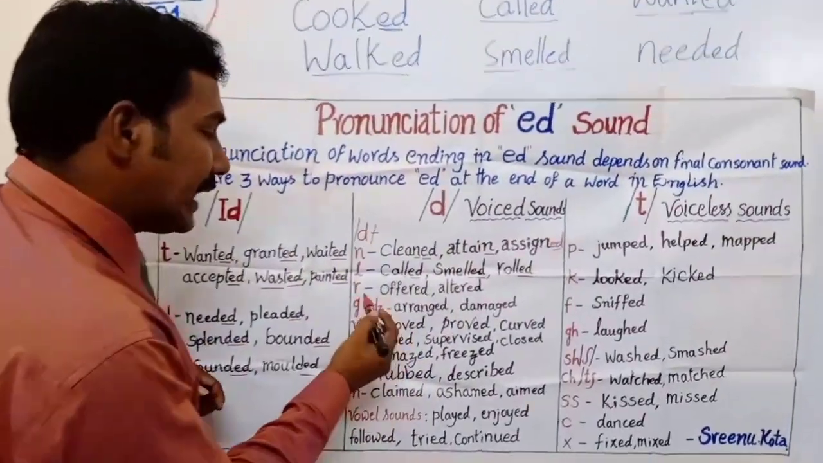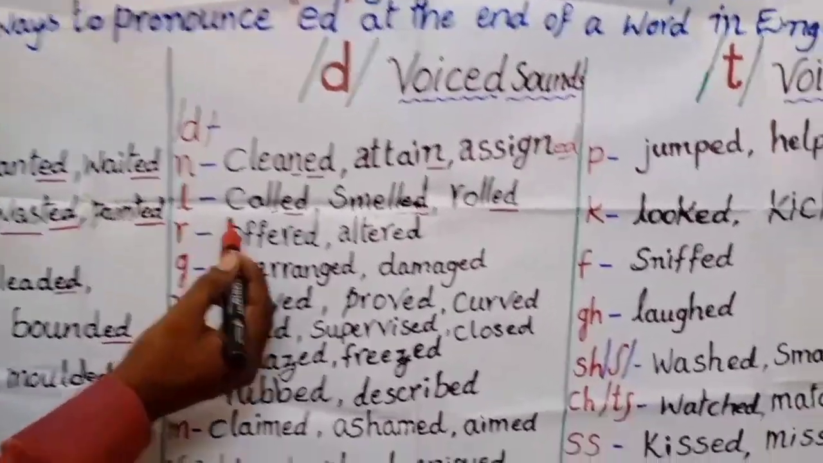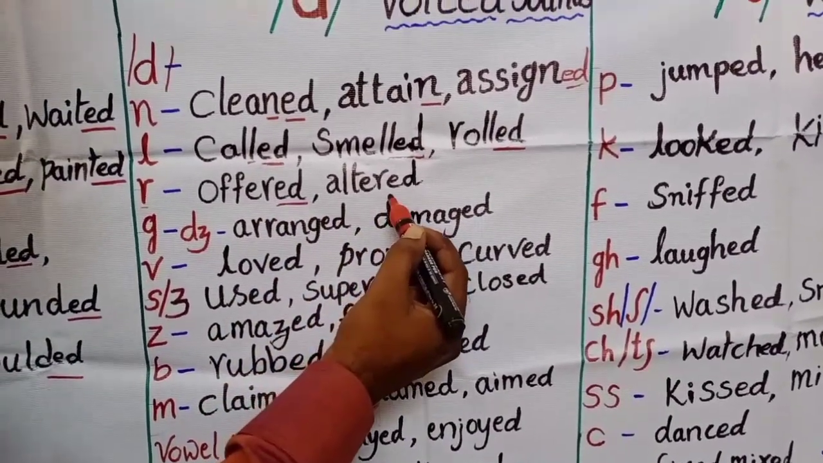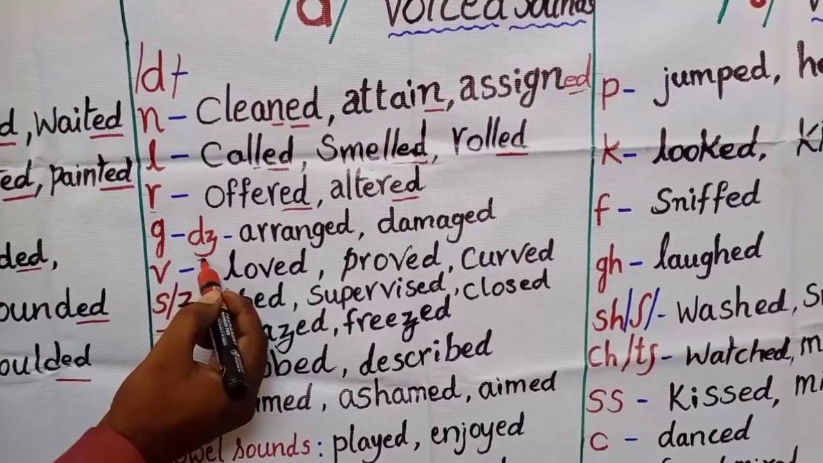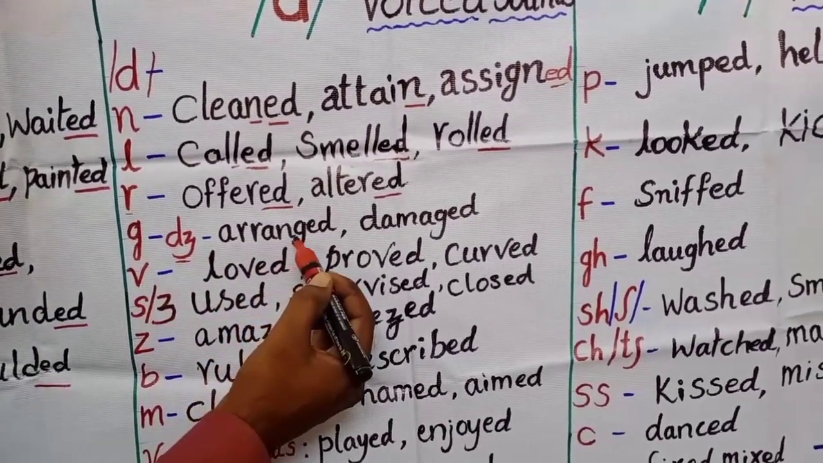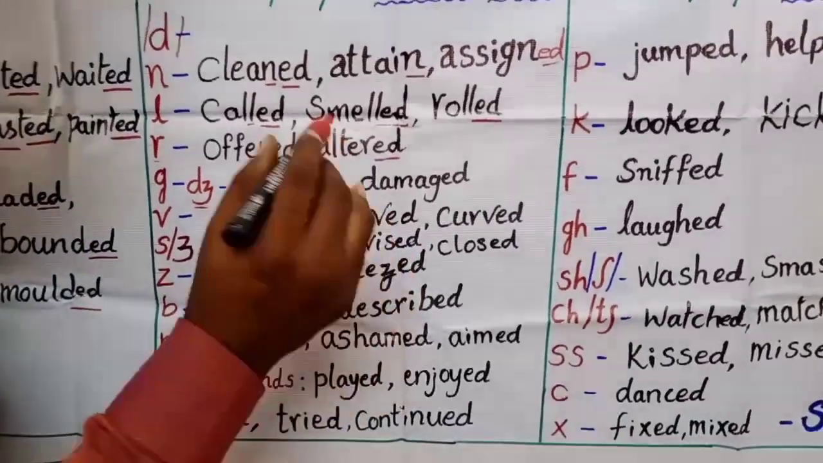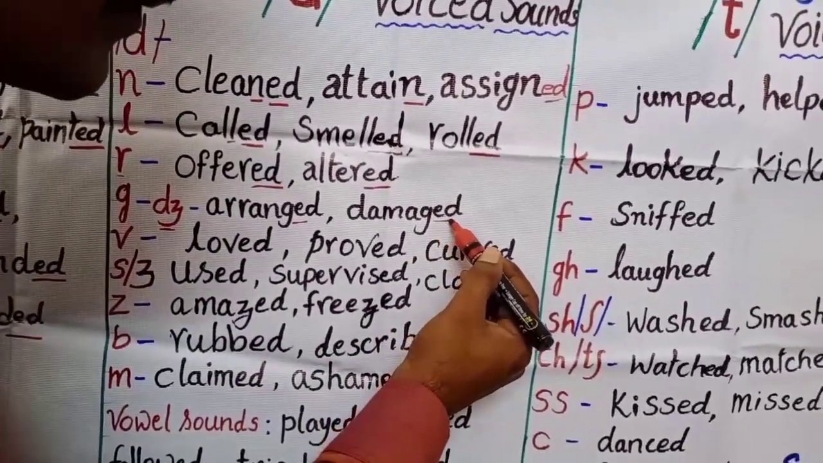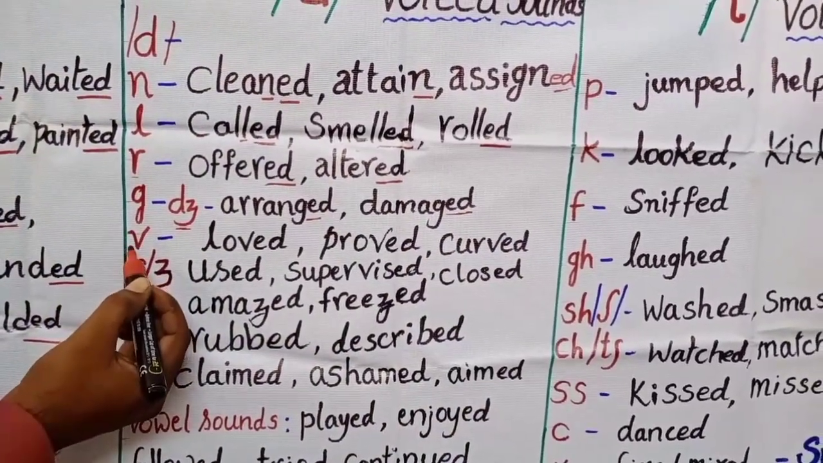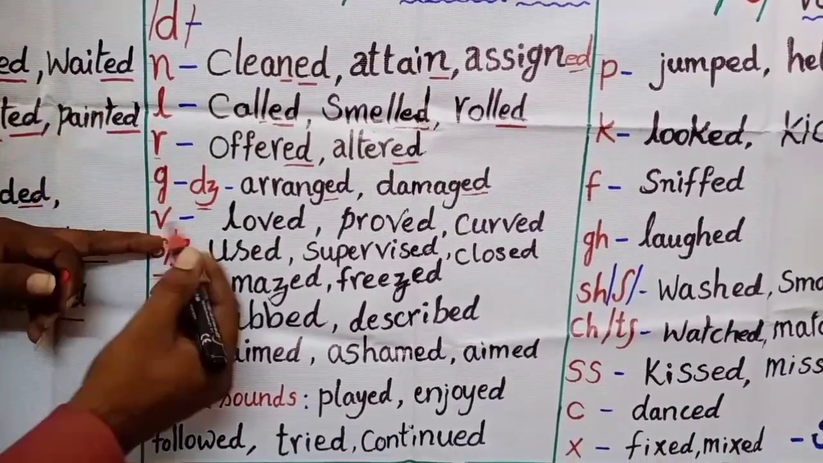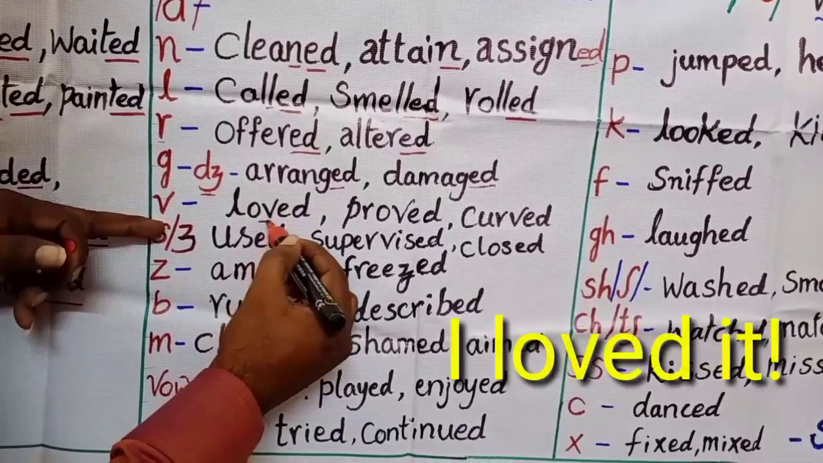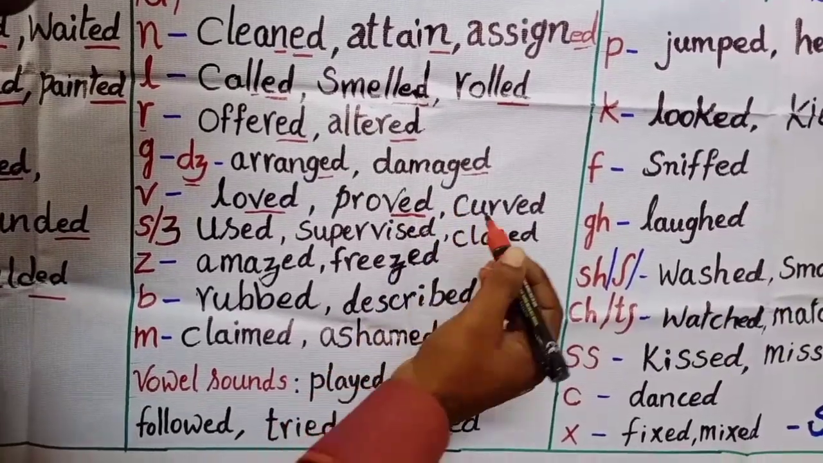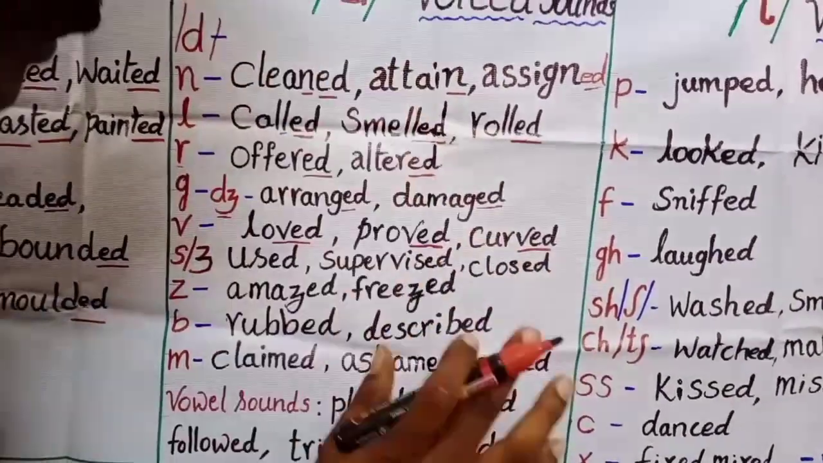Friends, next, a word ends with another voiced consonant, awful, offered. Alter, altered. Next, j sound, for example, arrange, arranged. Not arranged, arranged. Damage, damaged. Next, another v sound, v. Love, loved. I loved it. Prove, proved. Curl, curled, curved.